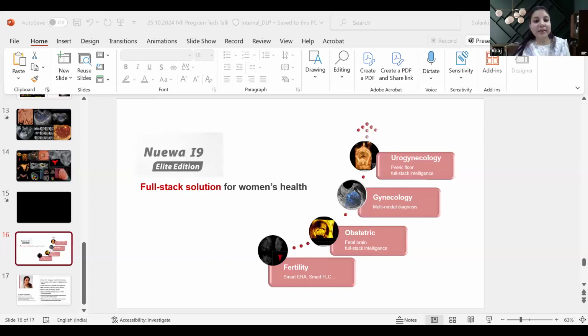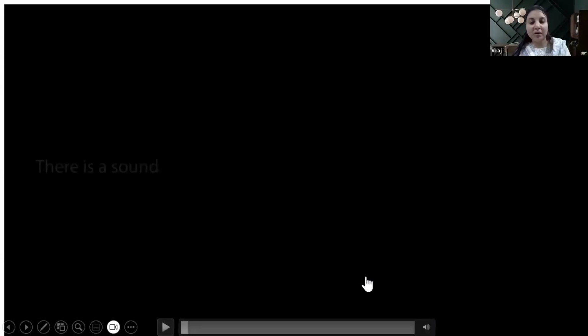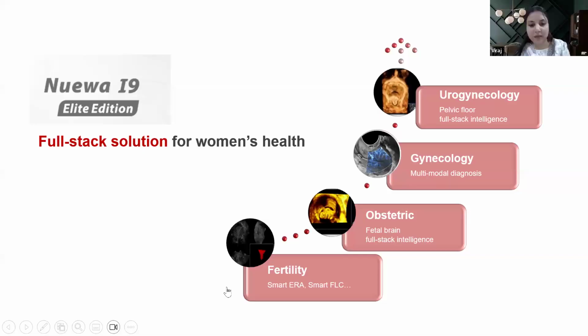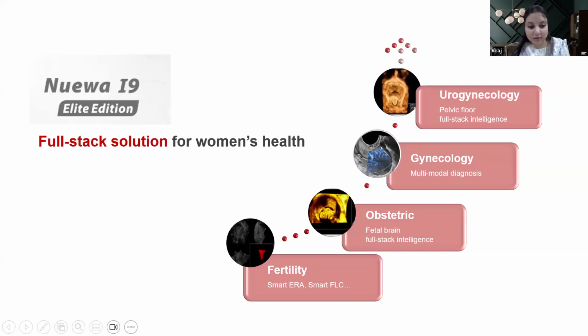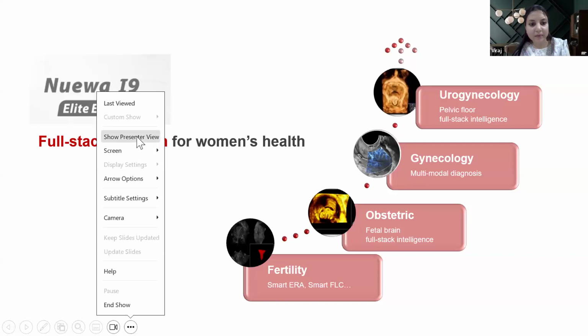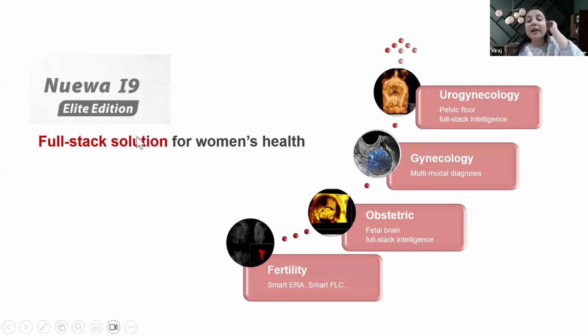So overall, when we talk about the i9 machine, it gives you the full stack smart solution for women's imaging, starting from fertility to obstetric scan, as well as gynecology and urogynecology. So it's an overall solution for women's imaging.